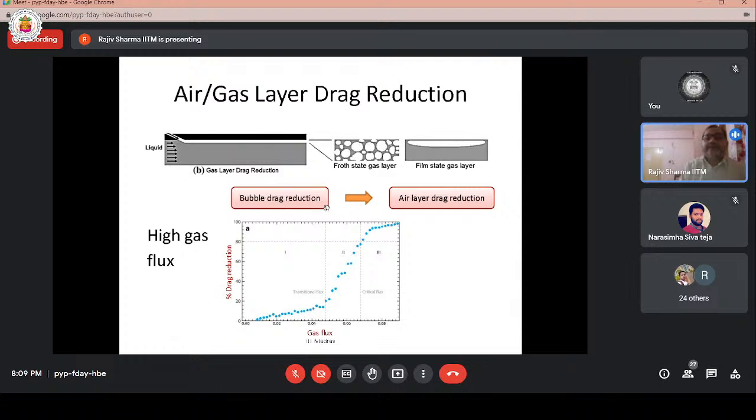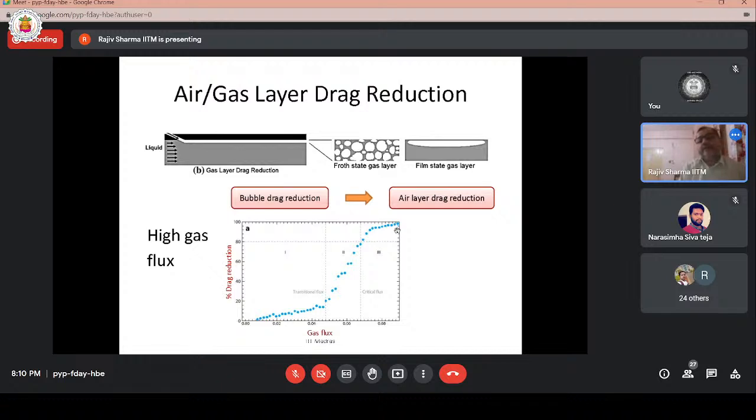The bubble drag reduction is basically related to what we call air layer drag reduction. That means it is coming just from the lubrication. With high gas flux, the percentage of drag reduction is a function of gas flux. So you see here, it goes from the traditional flux to the critical flux and it goes up to here. Starting with very low drag reduction possibilities, you get very high drag reduction possibilities.